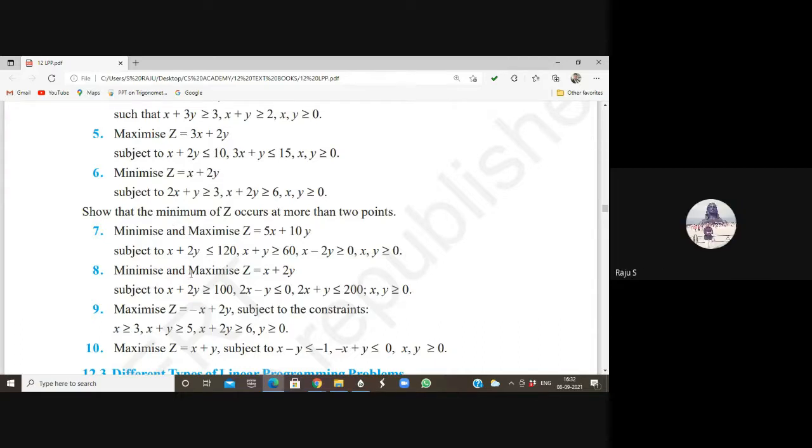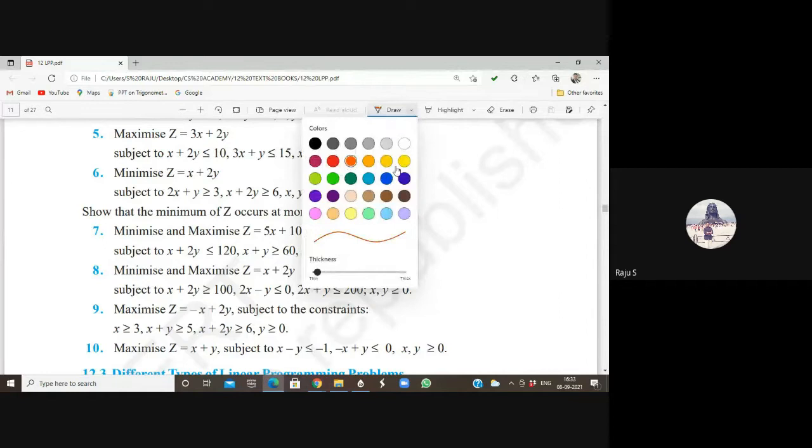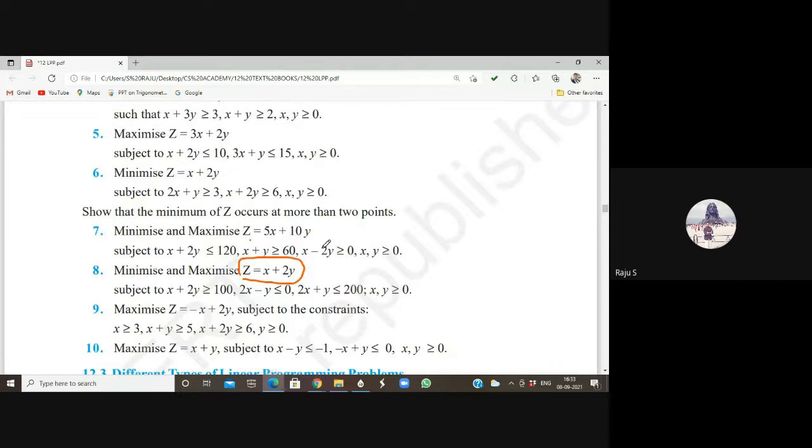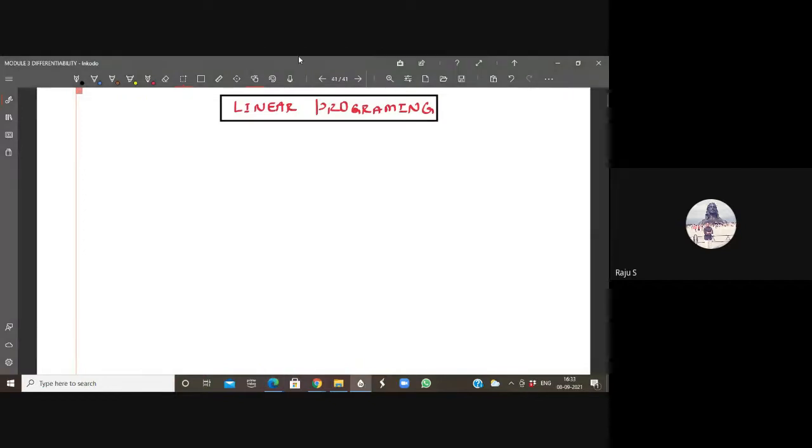Here question number 8 is minimize and maximize. We have to find both the values. For that, the objective function is clearly z is equal to, same as whatever we have done previously. Here also we'll do the same thing: z is equal to x plus 2y, subject to x plus 2y greater than 100 and 2x minus y lesser than or equal to 0. They have given three linear inequalities here. So we have to take three equations.